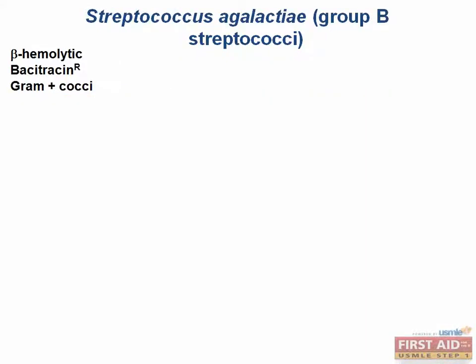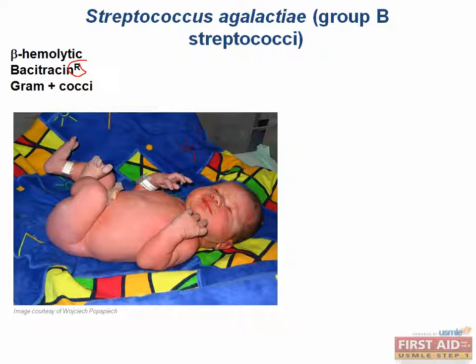Strep agalactiae, or group B strep, are beta-hemolytic gram-positive cocci, distinguished from group A strep by the fact that they are bacitracin resistant. They are also positive on the hippurate test. You can think of the B in group B strep as standing for babies, because everybody loves babies. Group B strep most commonly causes diseases such as pneumonia, meningitis, and sepsis in infants. Newborns usually acquire the pathogen via passage through a vaginal canal that has been colonized with the bacteria.